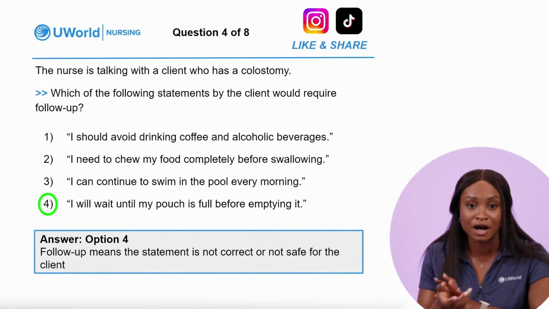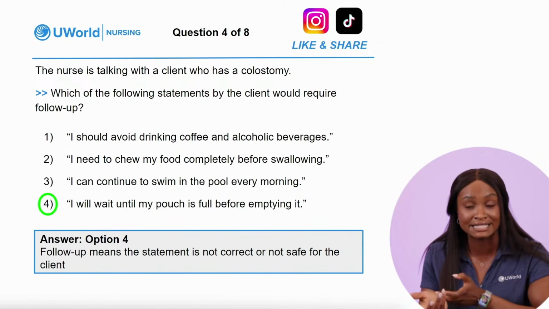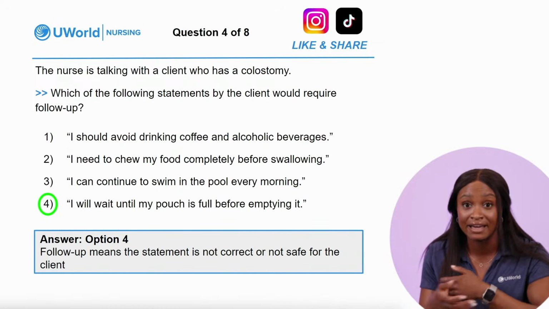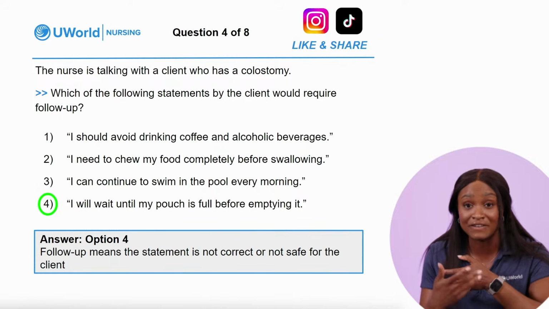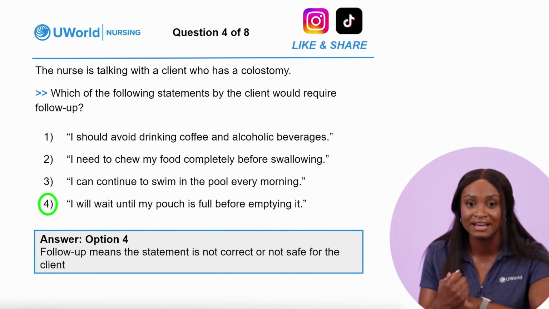All the other options 1, 2, and 3, these are good teaching points that we do want to encourage for our clients. They should avoid drinking coffee and alcoholic beverages, just in case that induces diarrhea. If they have diarrhea, that's a lot of emptying of the bag, which can be kind of not fun.